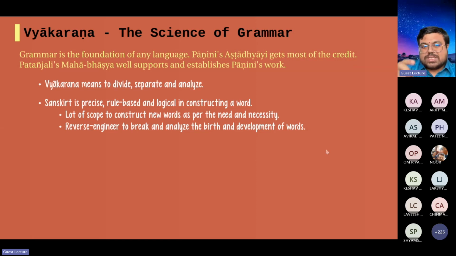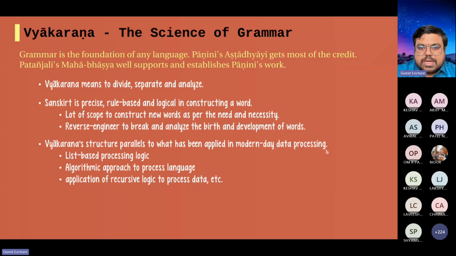Also, you can reverse engineer to break and analyze the birth and development of words. Like last time I told, the word Ashwa also means horse, but it also means that which has no tomorrow or no yesterday. So present, continuity, foreverness, or the infinite. That kind of analysis comes only from knowing the Vyakarana aspects, the reverse engineering aspects of the grammar.